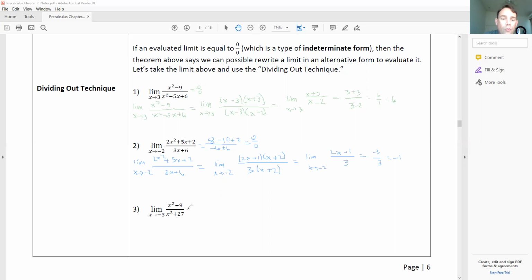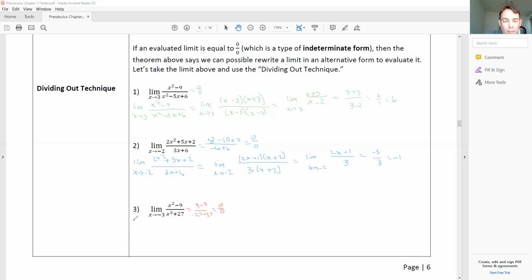So we originally tried to plug everything in here, friends, and we end up with, oh, what's that going to be? 9 minus 9. And negative 27 plus 27, which is 0 over 0. So why don't you guys go ahead and pause this one and see if you guys can actually rewrite this one to make this one work. Go for it.